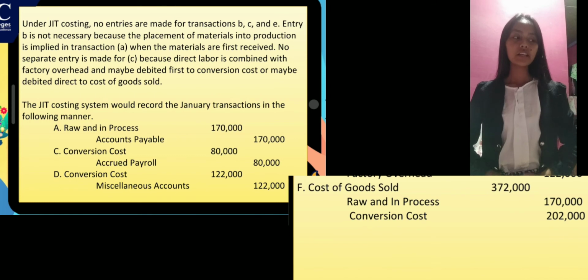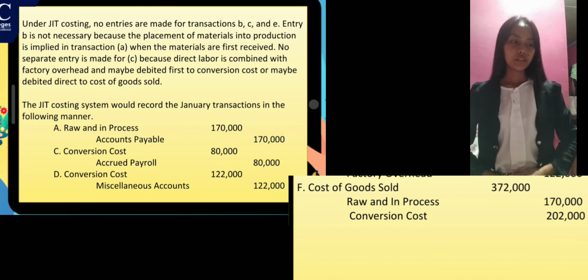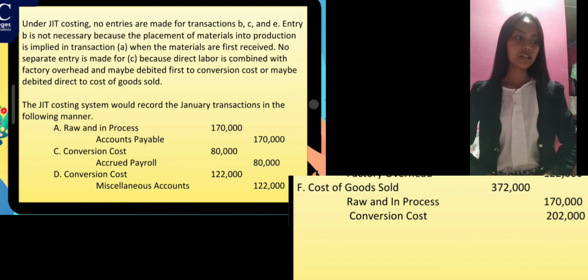So, since wala na po tayong transactions B, C, and E, ang natira na lang po sa atin ay ang transactions A, C, D, and F. Sa transaction A, we debited raw and in process of 170,000 and we credit accounts payable of 170,000. In our transaction C, we debit conversion cost of 80,000 and we credit accrued payroll of 80,000. Next, we debit conversion cost of 122,000 and we credit miscellaneous accounts of 122,000.